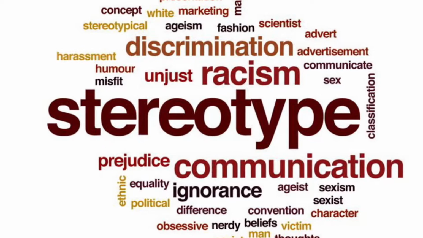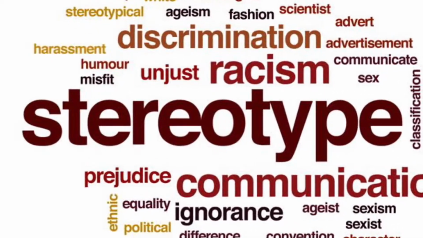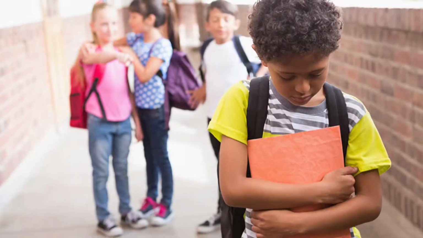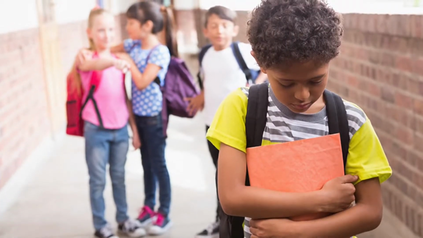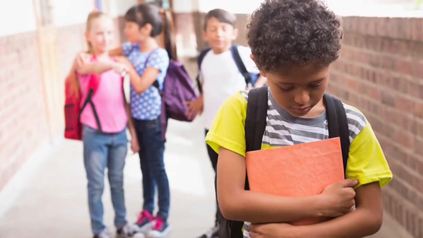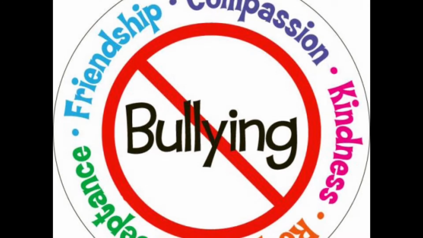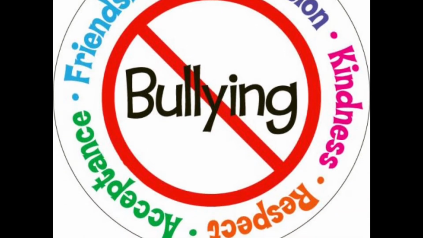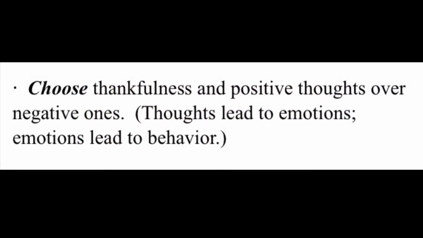Another great way to address multiculturalism is to be aware of your own stereotypes. A stereotype can include discrimination, prejudice, ignorance, or even just unknown knowledge. The best way to stop stereotyping is to stop bullying in schools. Instead, choose friendship, compassion, kindness, respect, and acceptance. It is important to choose thankfulness and positive thoughts over negative ones.